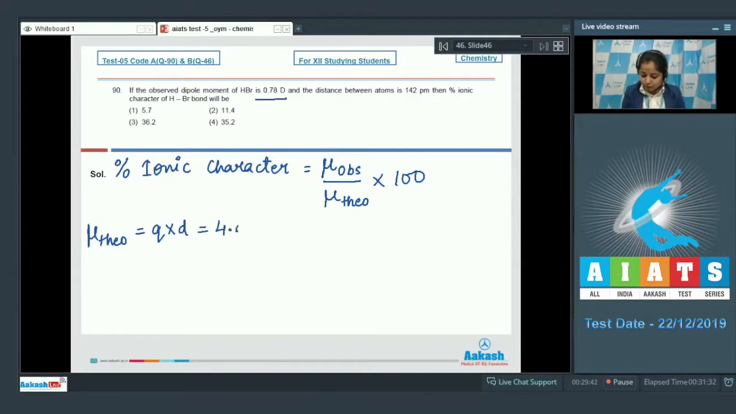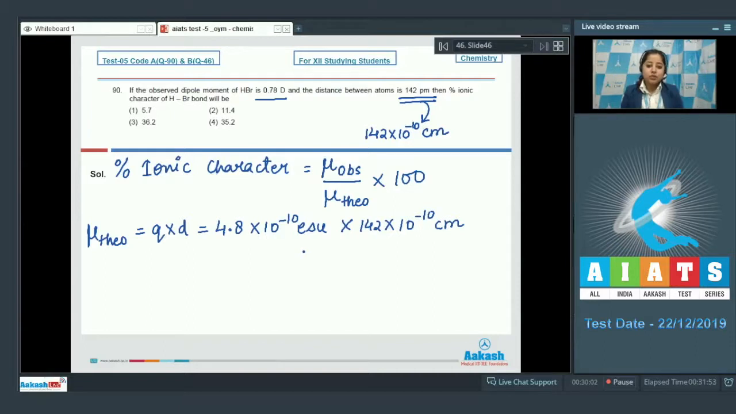The value of Q is 4.8 into 10 to the power minus 10 ESU multiplied by 142 into 10 to the power minus 10 centimeter. As the distance is already given in picometer, we have to convert it into centimeter, which is equals to 142 into 10 to the power minus 10. Also, we have taken the charge in ESU, which is the basic unit of charge, which is ultimately equals to, class, I'm solving it a bit, 10 to the power minus 18 ESU centimeter.